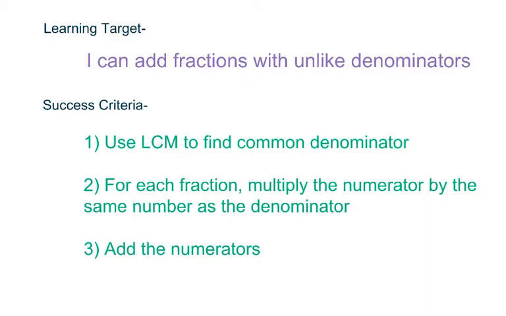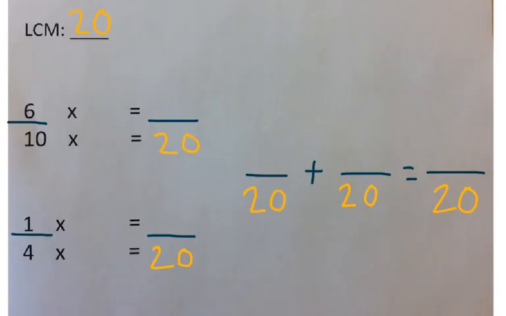Now, going back to our success criteria, for each fraction, we have to multiply the numerator by the same number as the denominator. So, for 6/10, we're going to turn it into something over 20. So what do we have to multiply 10 by to get 20? We have to multiply it by 2, because 10 times 2 equals 20. Since we did that to the denominator of this fraction, we also have to do it to the numerator of this fraction, giving us 6 times 2 equals 12.